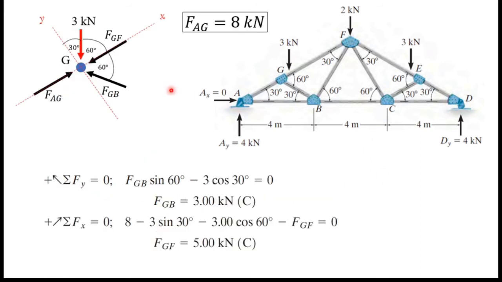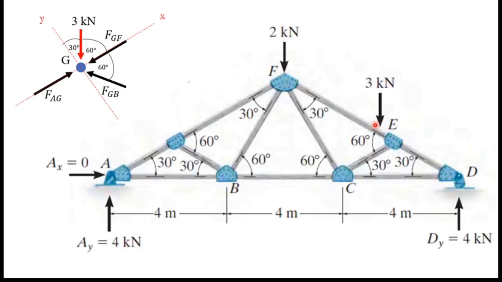Next I am going to consider joint G. Here this is the joint. You can see FAG, this force is this member force, and FGB member force is this member force, and FGF member force is this member's force, and 3 kilonewton is the point load. So if we consider angles, the angle between FGF and FGB is given in the diagram, but this angle is not given in the diagram, you have to find it. So I will show you how I got this 60 degree angle.